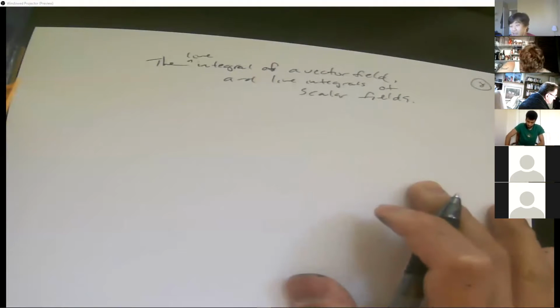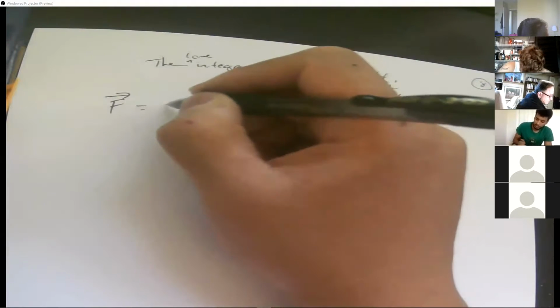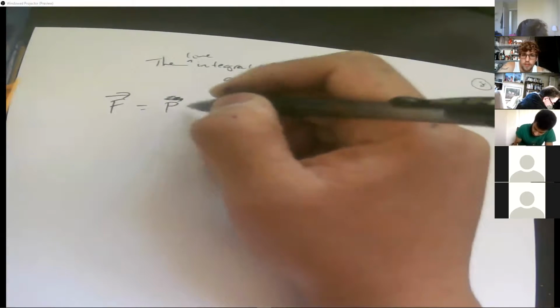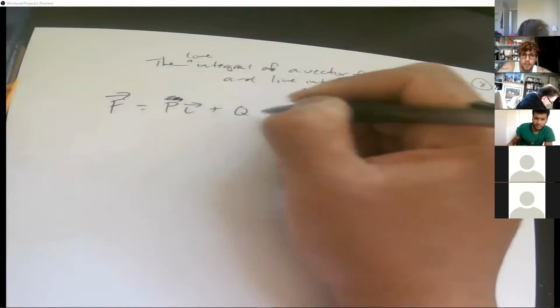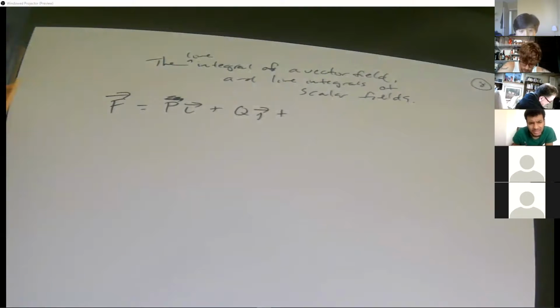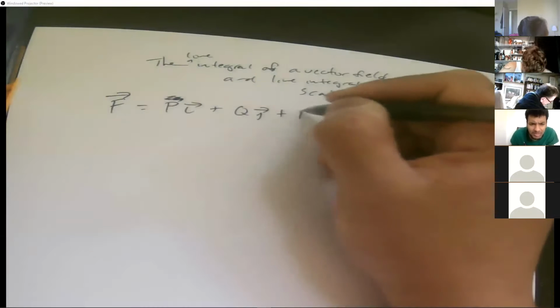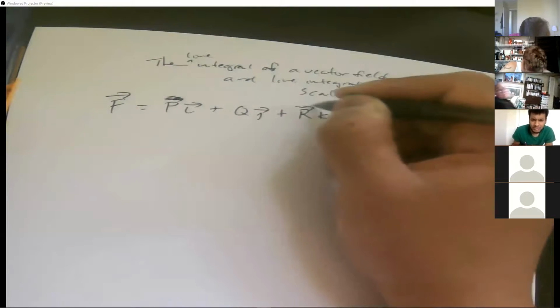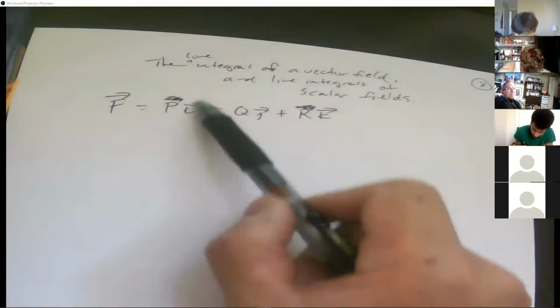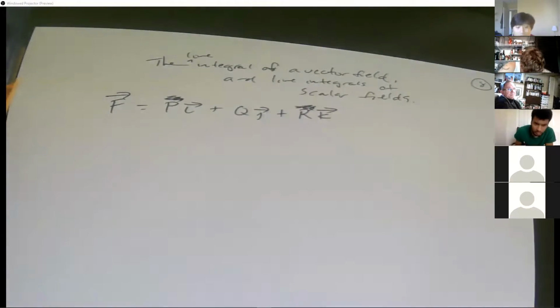Okay, so let's write my vector field F. This is P, that's not a vector, it's a scalar, i plus Q j plus, what letter did I like to use? R, PQR. Okay, sorry. So this is now a vector. And each of these P, Q, and R are functions of x, y, and z.